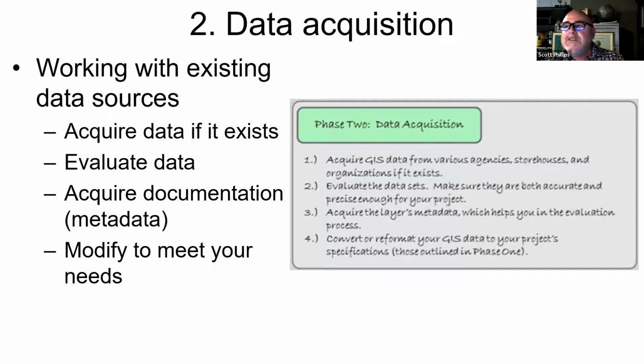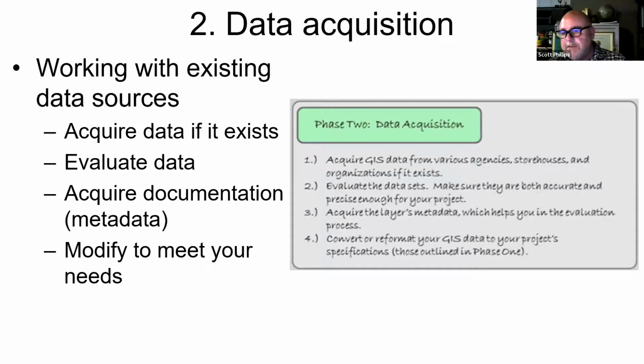But so much of it exists now with government agencies and others that for many of the things that we study, we can often find sources of existing data. So point being, acquire it if it exists, but you have some work to do. It doesn't automatically mean that it solves your problems. You need to evaluate that data. You need to examine it, make sure that it meets your needs.